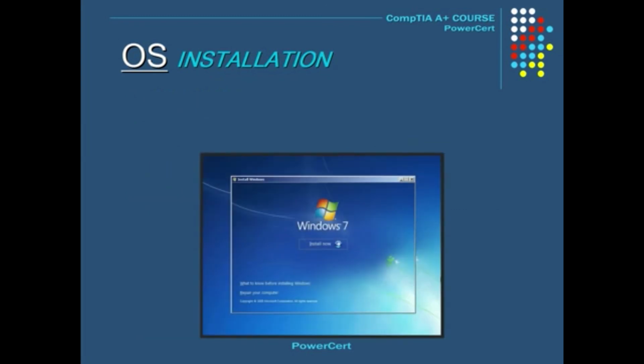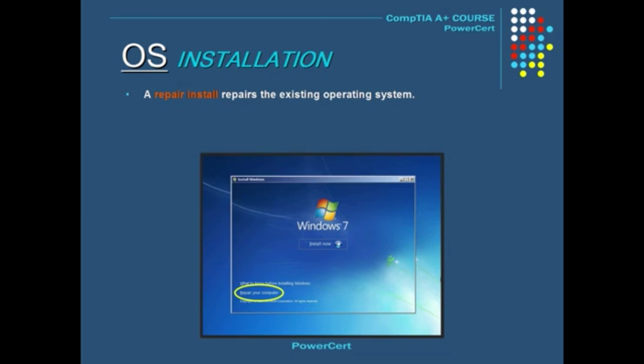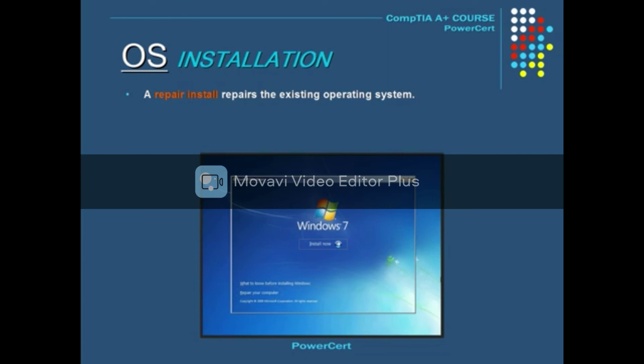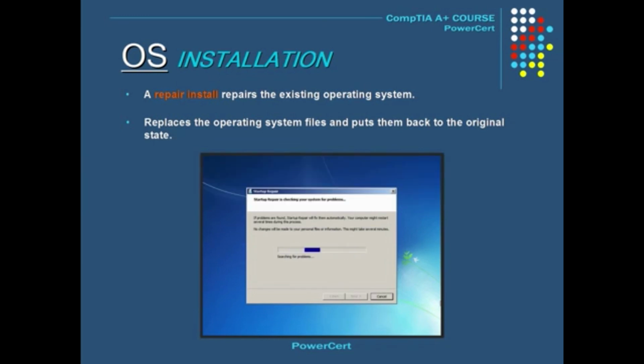Using Windows 7 as an example here, the next thing you need to do is to decide whether you're going to do a clean install or a repair install. A repair install repairs the existing operating system. A repair install only affects the operating system. It does not affect your personal files, folders, and programs. A repair install replaces the operating system files and puts them back to their original state. So if you don't want any of your files and programs affected, the best option is to use the repair install.